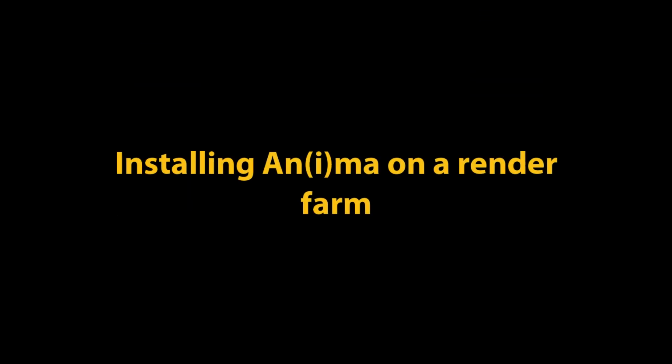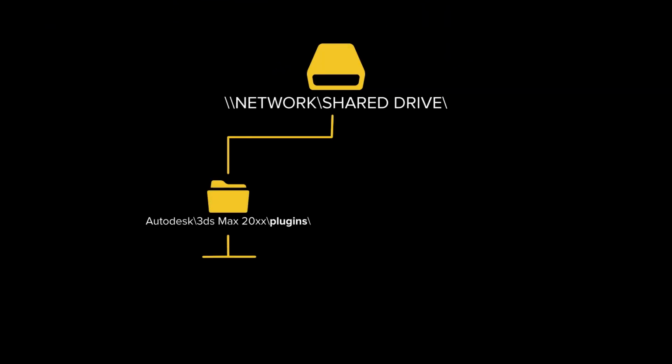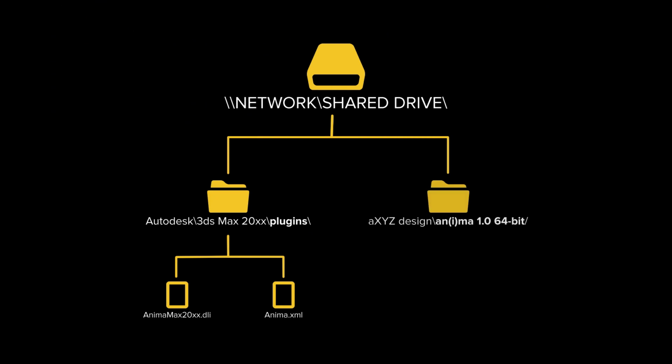A similar technique can be used to install Anima on a render farm. Note that it's only necessary to install Anima Standalone on a single machine. All other networked computers' plugins can be configured to locate the Anima DLLs over the network. To do this, install Anima Standalone on a single machine, and then either use the automated installer or manual method to install the 3ds Max plugins as previously described.